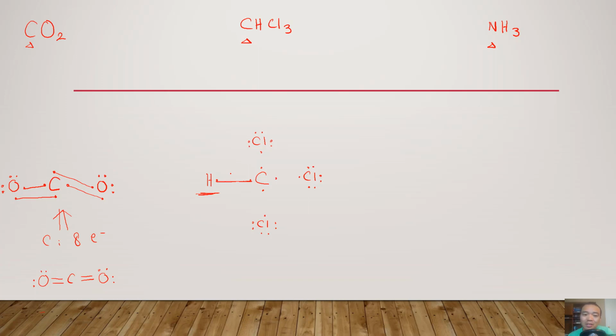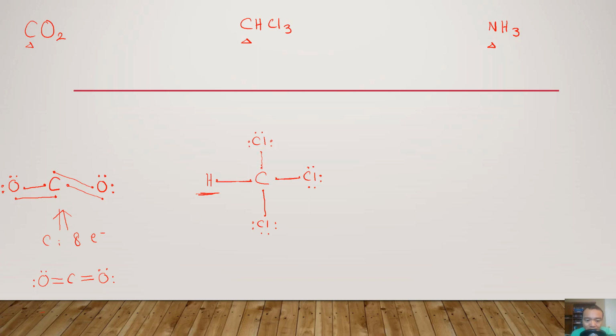For each chlorine, they need 1 more valence electron. So each chlorine needs 1 more. The original dots become part of the newly formed bond. Each chlorine needs 1 more. So notice that the original dots become part of the newly formed bond.